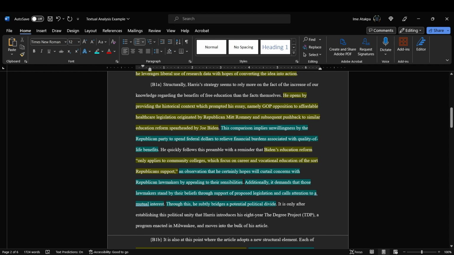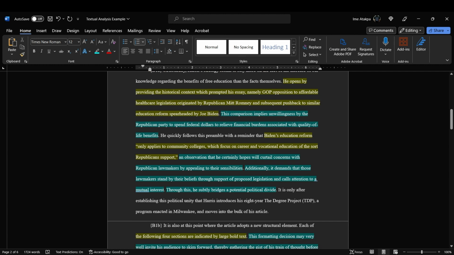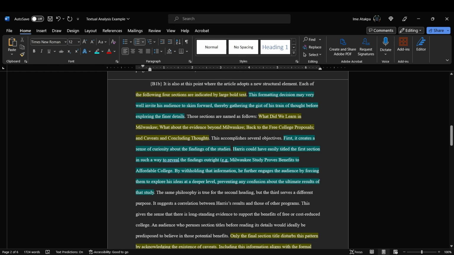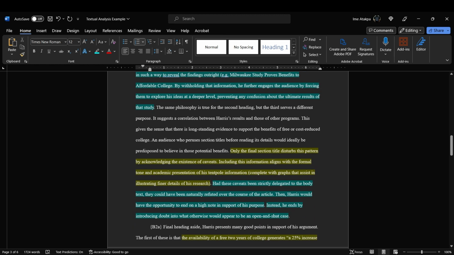The same thing is true for this other highlighted portion. He hopes that this observation will curtail concerns with Republican lawmakers by appealing to their sensibilities. I am pointing out here in my analysis what Harris is doing in order to ingratiate himself to his target audience. The same thing is true the further down you go, talking about structure. I mention what the structure is, I describe it, so I point out that rhetorical tool, and then I explain what this rhetorical tool is accomplishing. And that's really how you should be focused on completing a rhetorical analysis as you are picking out each and every one of the different elements that you have outlined in your notes or in your outline.